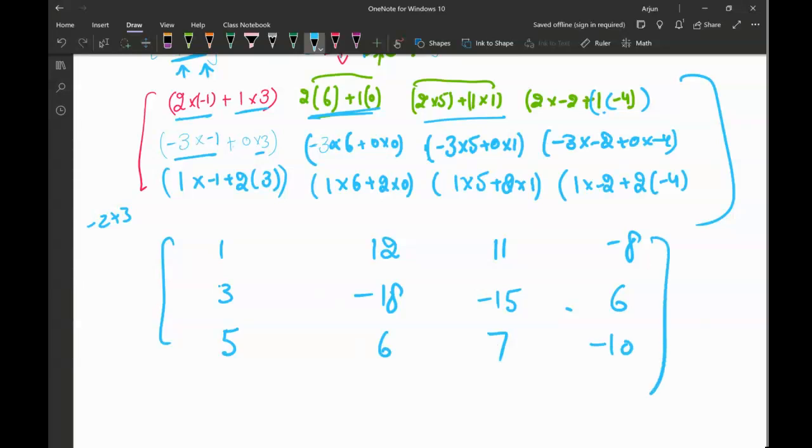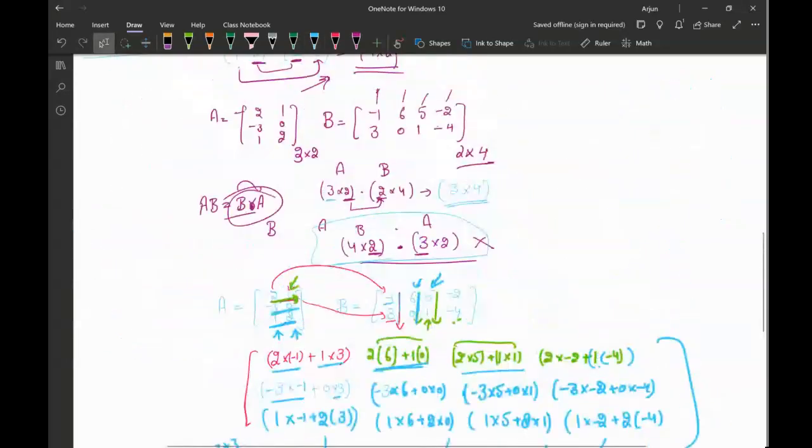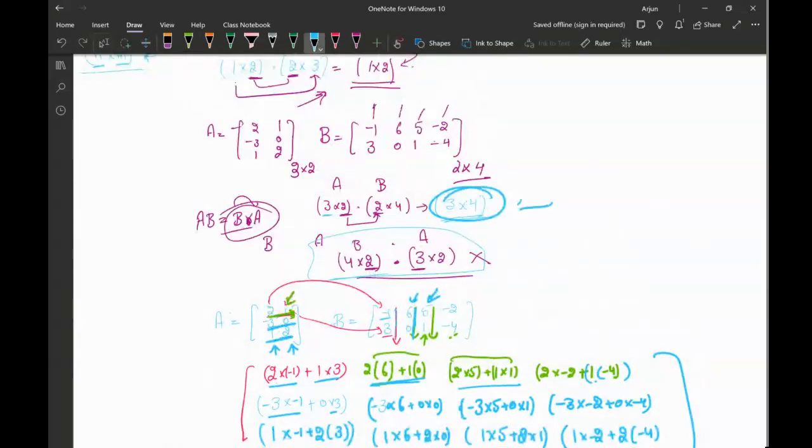So this will be the final matrix, and how many rows does it have? 3 rows. And how many columns? 1, 2, 3, 4 columns, so 3 by 4. And did we say that the final matrix will be 3 by 4? Yes, we said that it will be 3 by 4 when we multiply these two. All right, so hopefully you were able to understand how we multiply two different matrices.